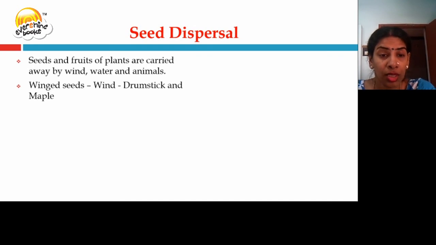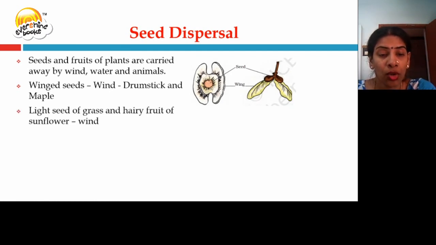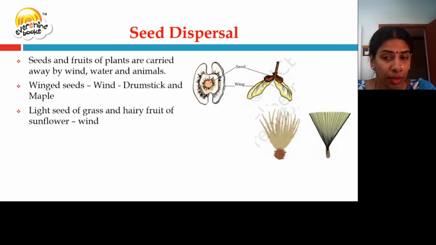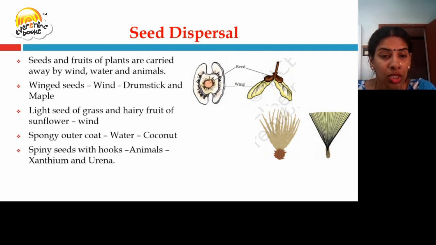Winged seeds are carried by the wind. The plants are drumstick and maple. Lightweight seeds of grass and hairy fruit of sunflower are carried by the wind. Dispersal by water takes place through the spongy outer coat, as in the coconut. Spiny seeds with hooks are carried away by animals in plants like Xanthium and Urena.